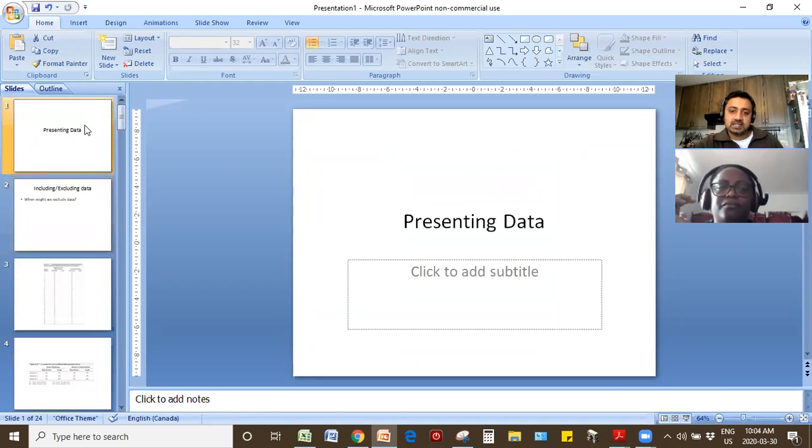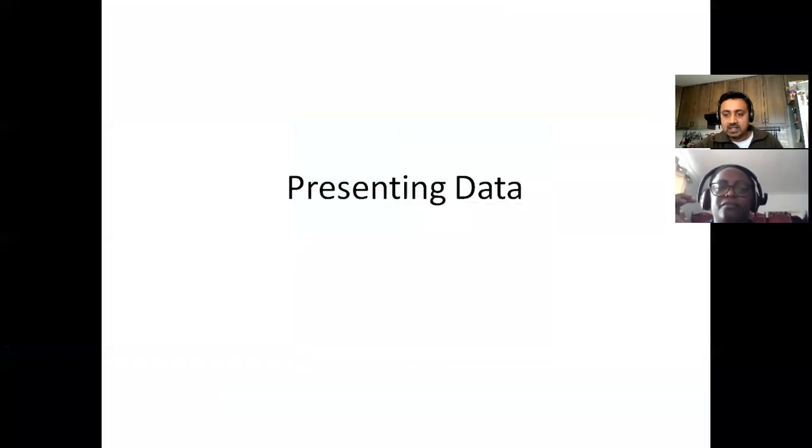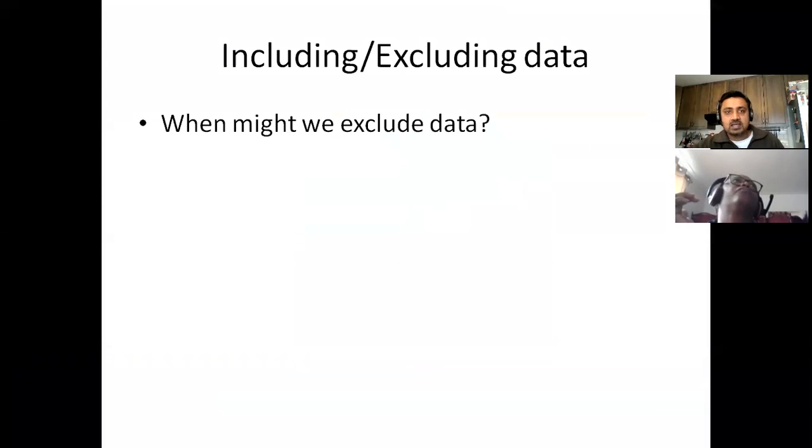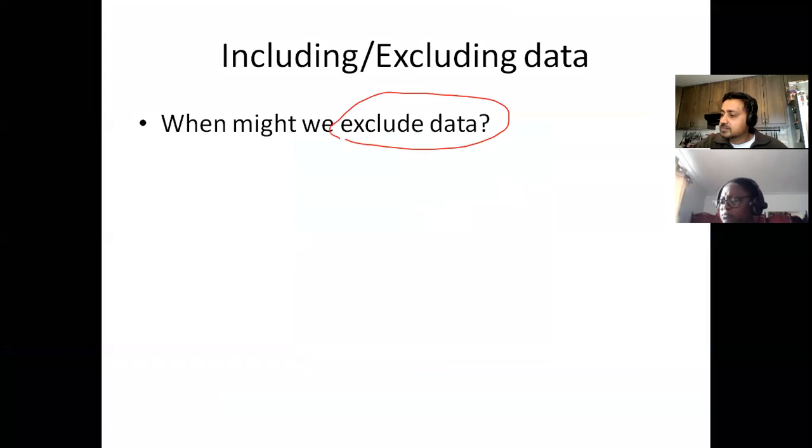So we spoke about collecting data last class, and now the question is, once you collect data, how do you present it? A lot of times we collect a lot of information, but sometimes we have to exclude data. Can you think of situations where we might have to exclude data? When would we want to exclude data? If it's not relevant to the question, or if it's probably taking our question in another direction.